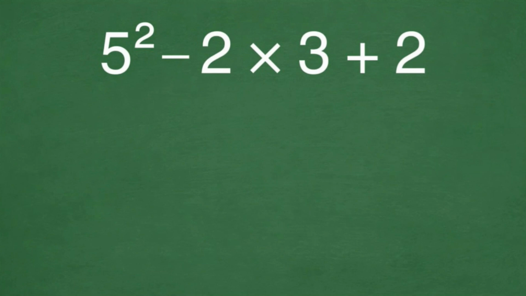90% of adults get this problem wrong. And after this video, you wouldn't get this kind of simple math equation wrong, because I'm about to explain this very well to you guys in just a couple of minutes. So here we have 5 squared minus 2 times 3 plus 2.